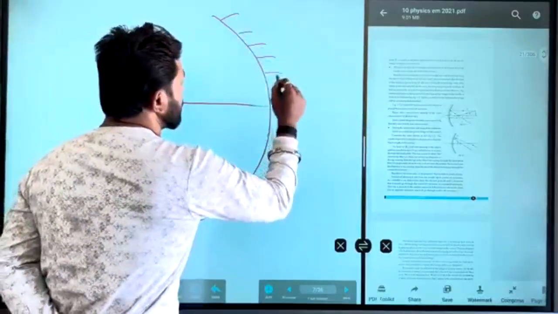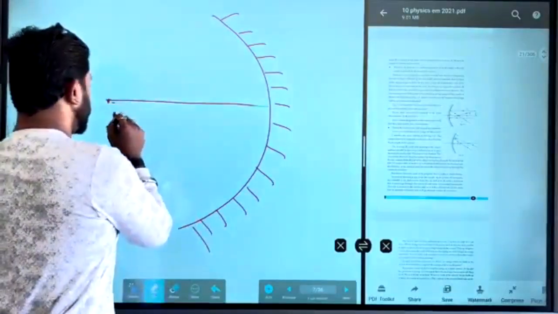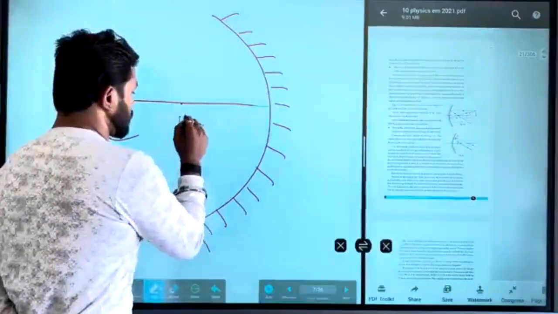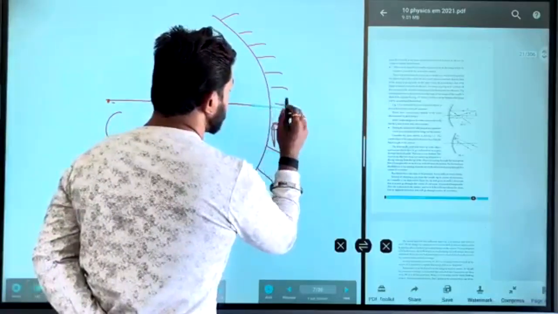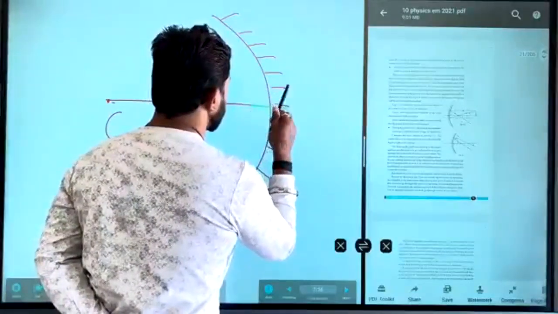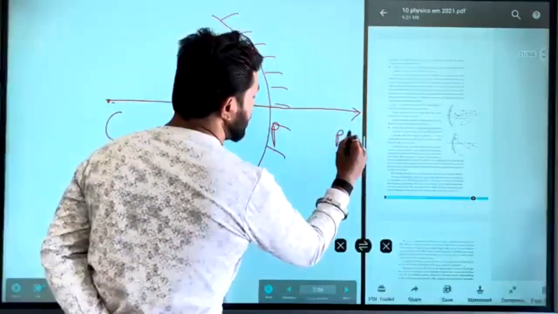Now this is a concave mirror I have. Center of curvature, this is focus. This is pole. This is pole. This is pole and this is PA.